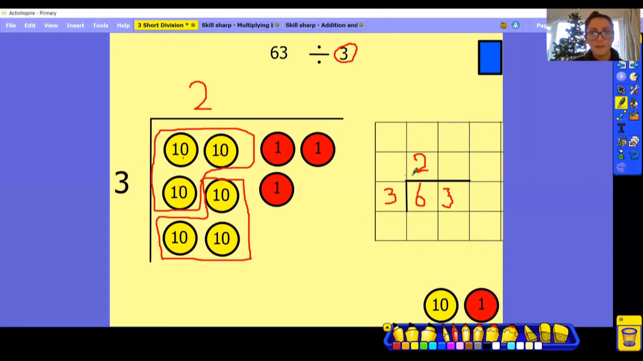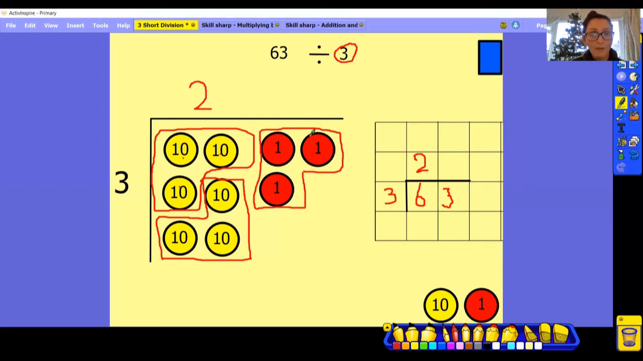Okay, so remember the value of this 2 is really worth a 20, okay, because it's in our 10s column. Okay, so now we need to divide by our 1s column. So let's see if we can have an equal group of 3. 1, 2, 3. Yes, we can. And there's no more columns. There's no more ones in this column, okay?